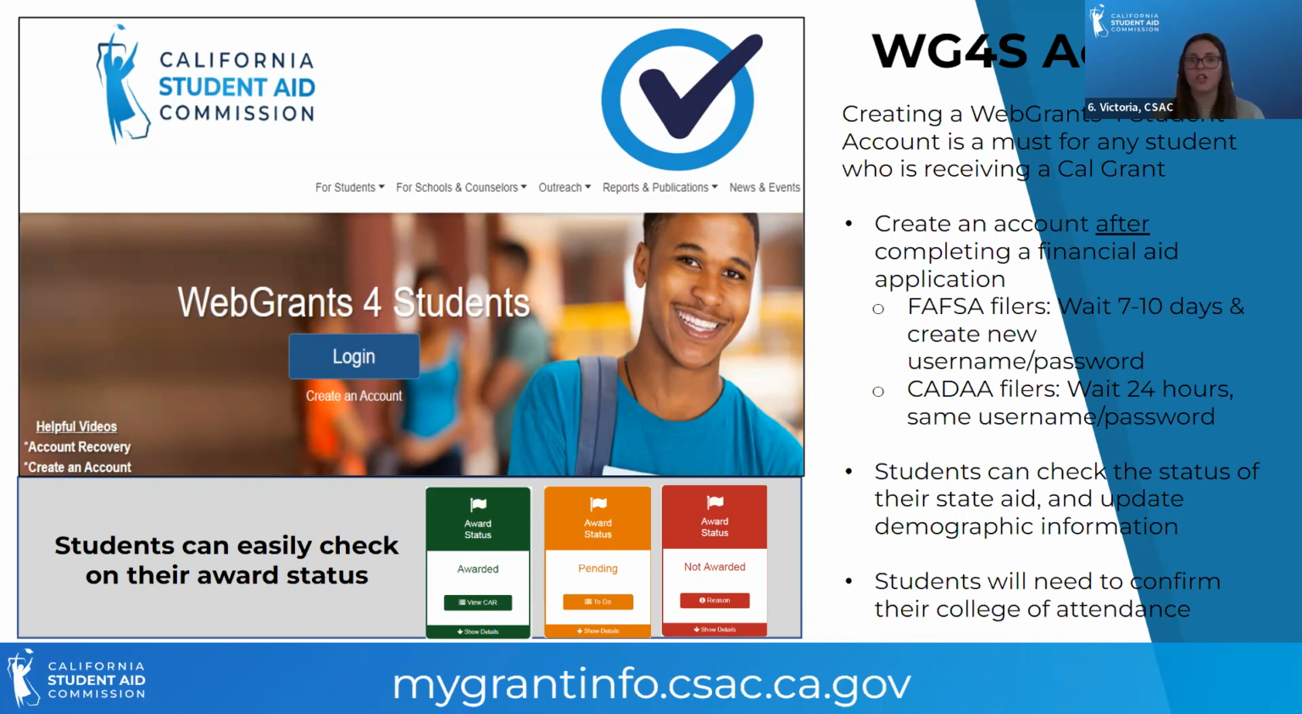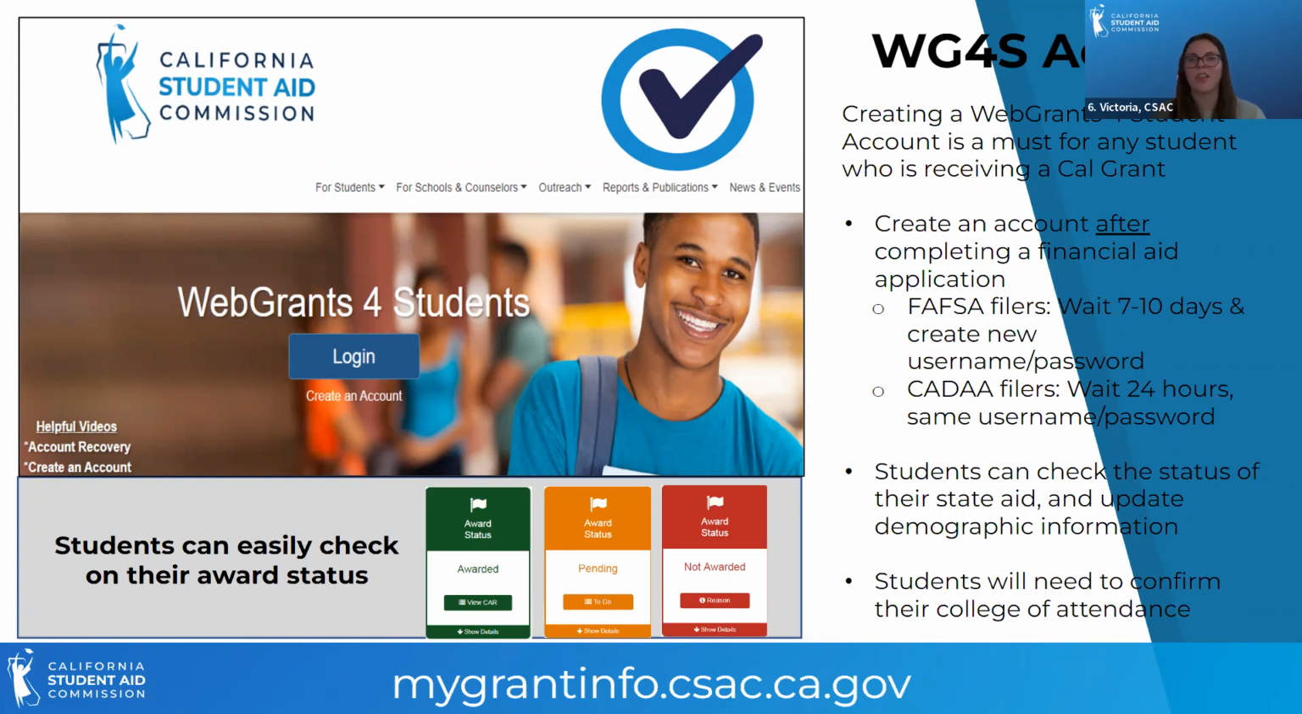When a student lists colleges on their application, our system will take the first Cal Grant eligible school and put the student on that school's roster to determine eligibility for Cal Grant. But if the student doesn't end up going to that first school they listed, they need to go into their Web Grants for Students account and let us know by doing a school of attendance change. At that point, our system can reprocess and send it to the correct school's roster. So it's very important that they are making this account.